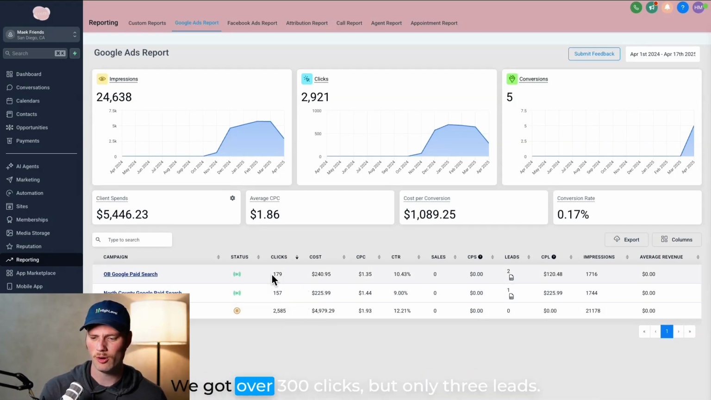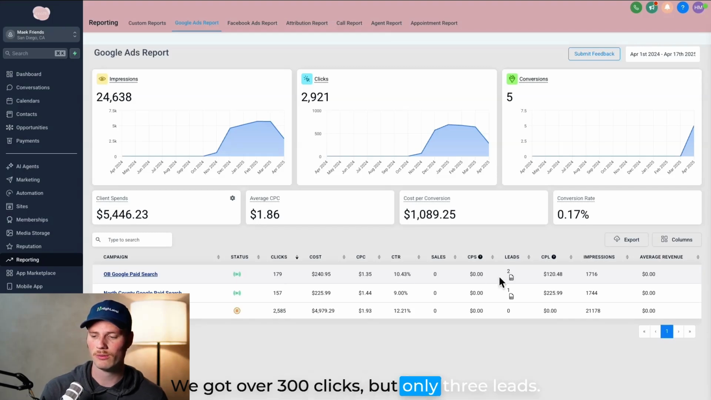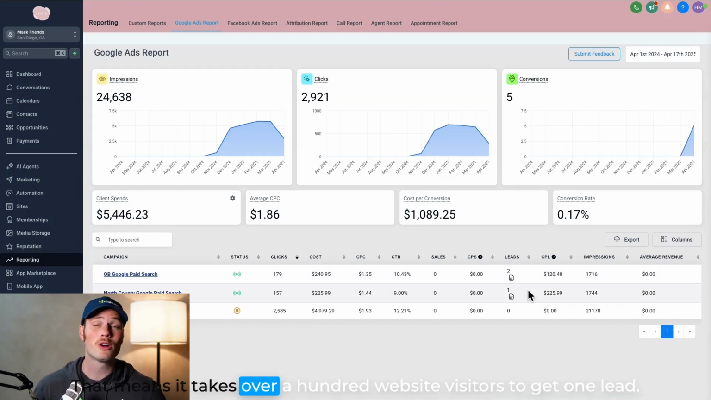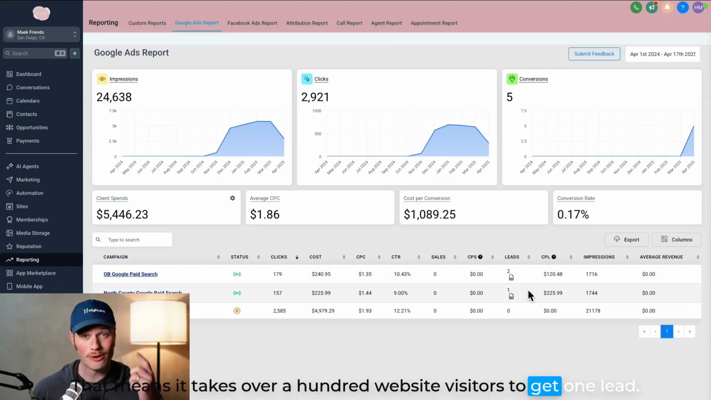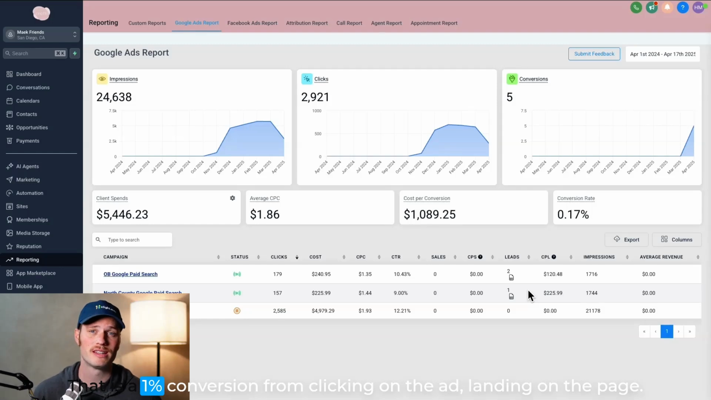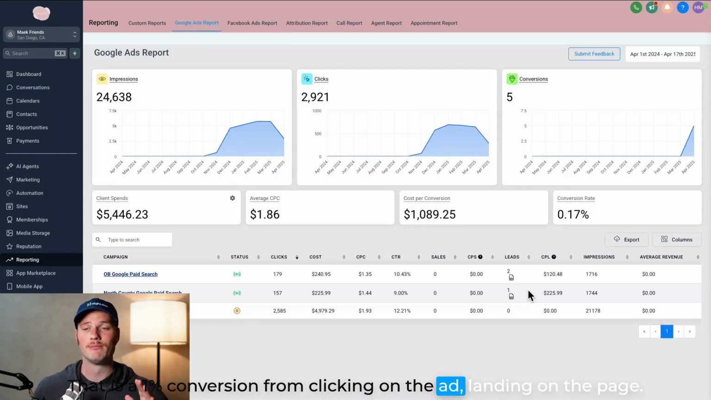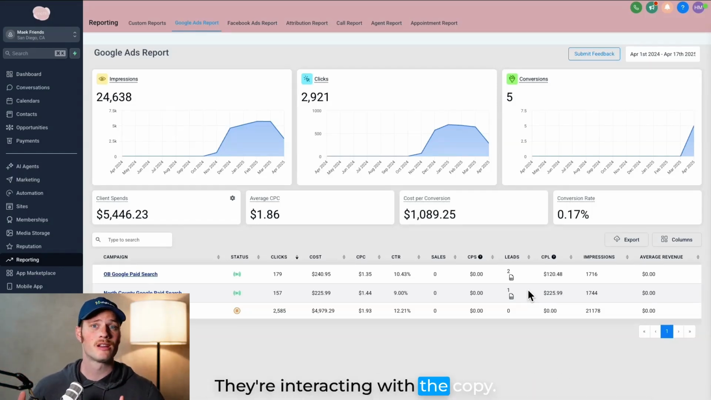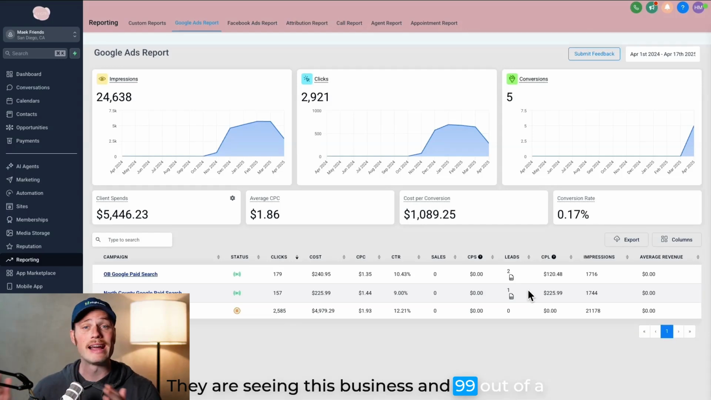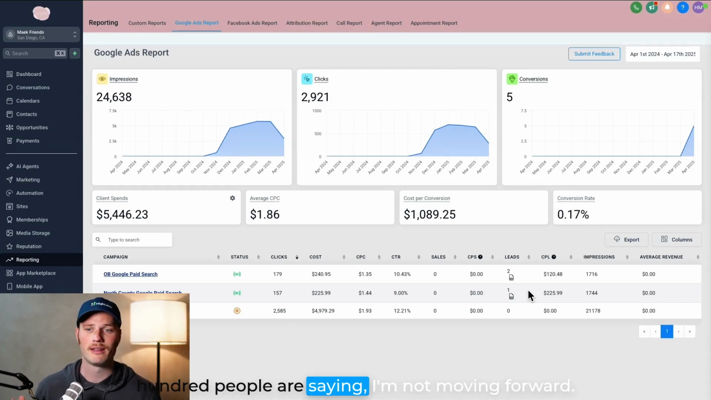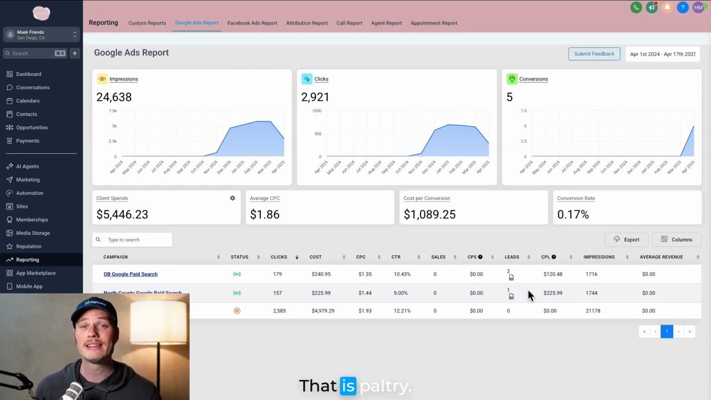We got over 300 clicks, but only 3 leads. That means it takes over 100 website visitors to get 1 lead. That is a 1% conversion from clicking on the ad, landing on the page, they're interacting with the copy, they are seeing this business, and 99 out of 100 people are saying, I'm not moving forward. That is paltry. That is bad. We need to change that.